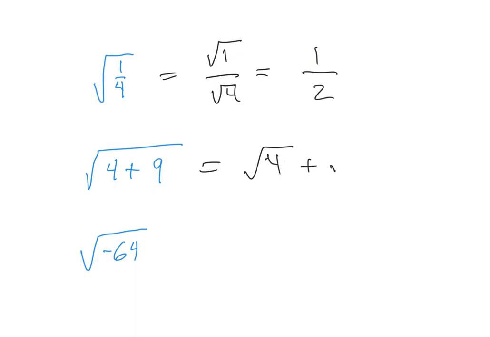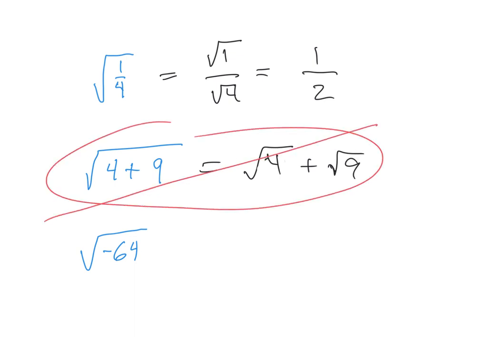The square root of 4 plus the square root of 9. This is an absolute no, not possible. The only thing you can do inside is I could say the square root of 4 plus 9 is equal to the square root of 13. And that is all. And then down here, we're asking ourselves what number times itself is negative 64.